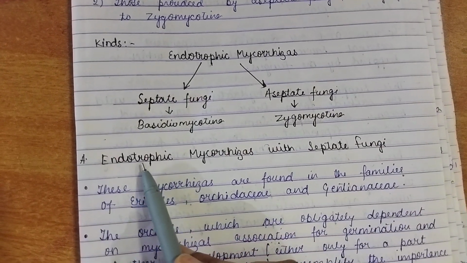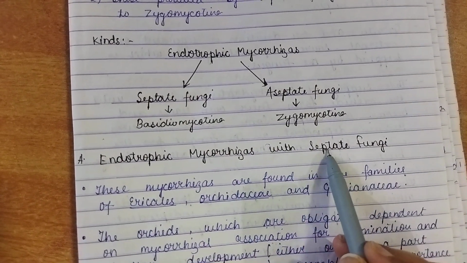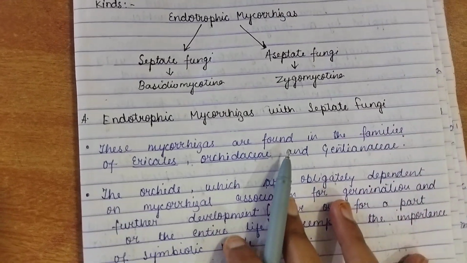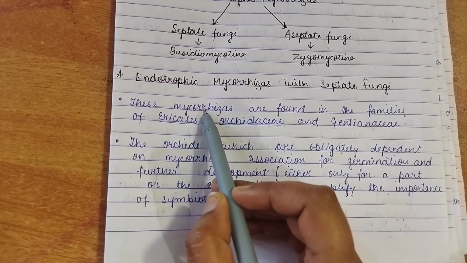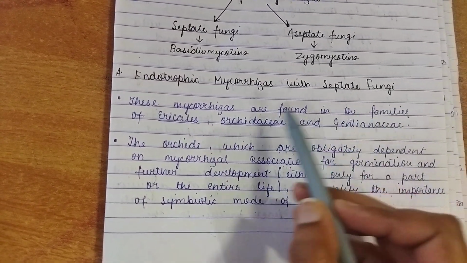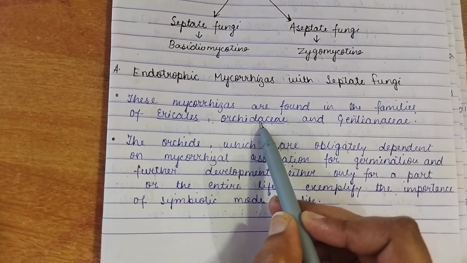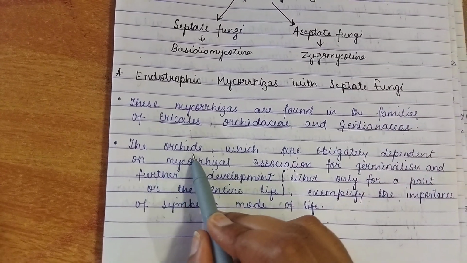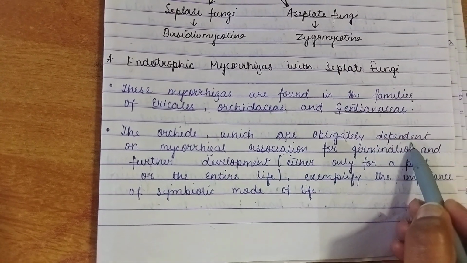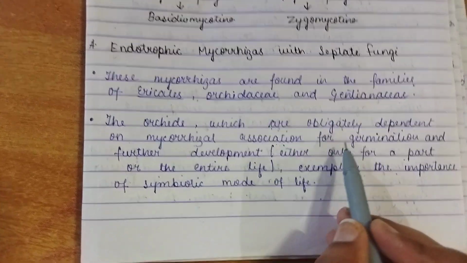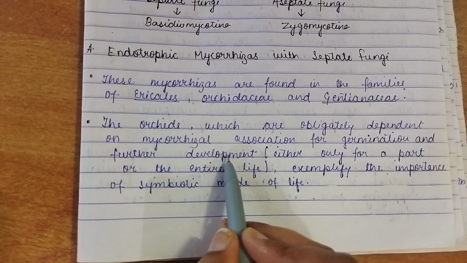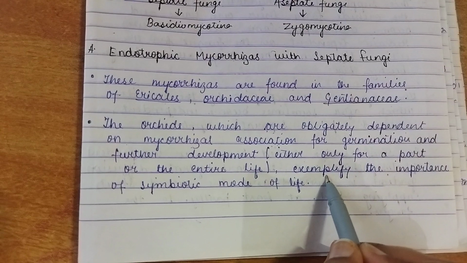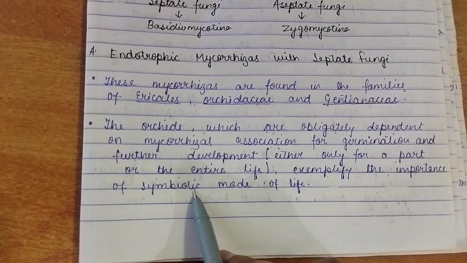Now we will study about endotrophic mycorrhiza with septate fungi. These mycorrhizas are found in the families of Ericales, Orchidaceae and Gentianaceae. The orchids, which are obligately dependent on mycorrhizal association for the germination and further development, either only for a part or the entire life, exemplify the importance of symbiotic mode of life.